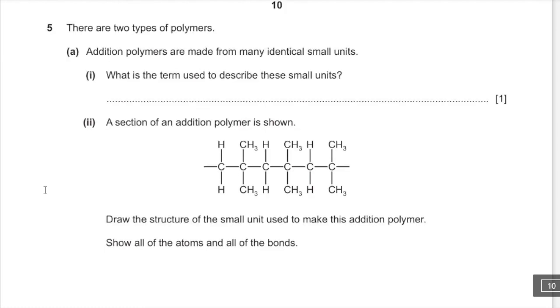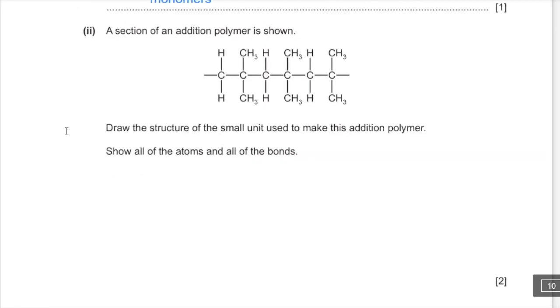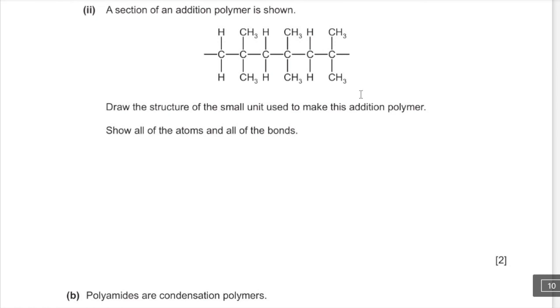Question number 5. There are two types of polymers. A. Addition polymers are made from many identical small units. 1. What is the term used to describe these small units? Well, these units are called monomers. 2. A section of an addition polymer is shown. Draw the structure of the small unit used to make this addition polymer. Show all of the atoms and all of the bonds.